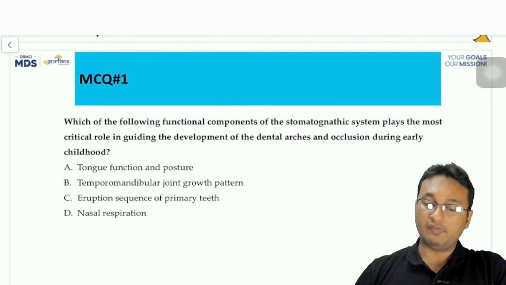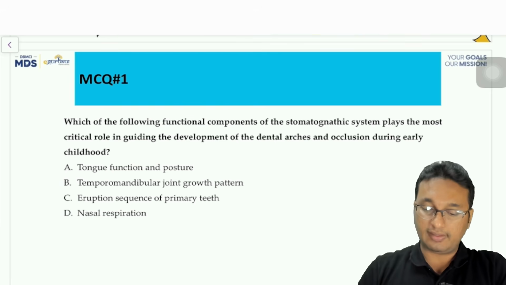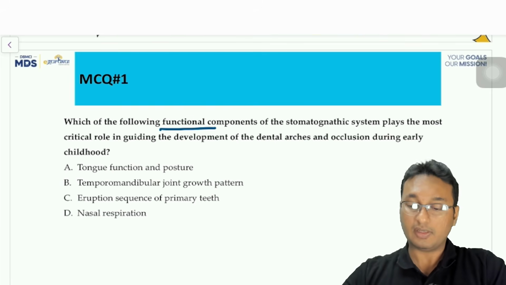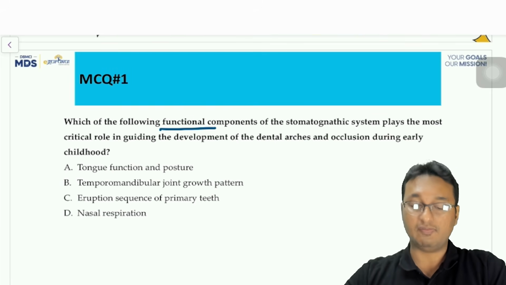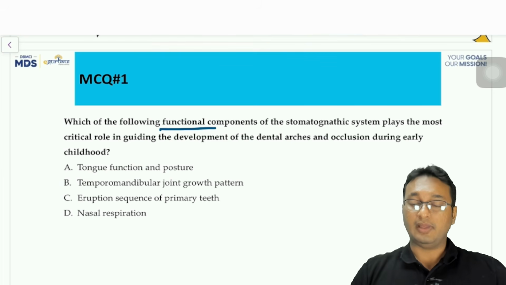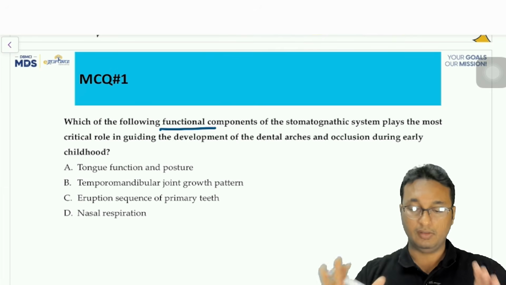Which of the following functional components of the stomatognathic system plays the most critical role in guiding the development of dental arches and occlusion during early childhood? So, that's asking which of the following functional components of the stomatognathic system.